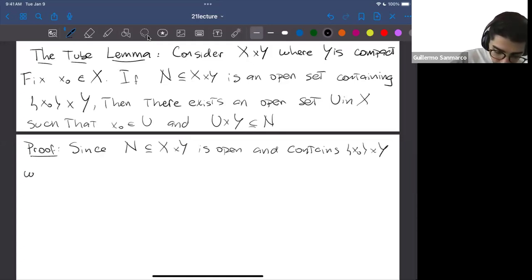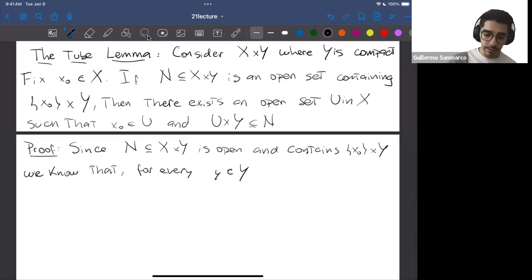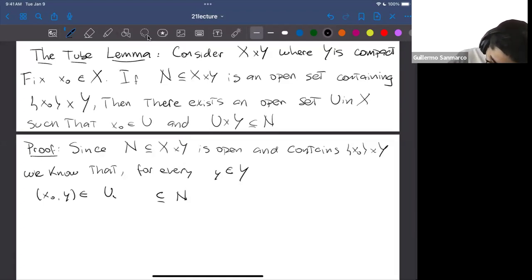We know that for every little y, (x naught, y) lives in N. But N is open, so it needs to be a neighborhood of any (x naught, y). And that means it needs to contain a basic neighborhood. So let's call this basic neighborhood U_y cross B_y.